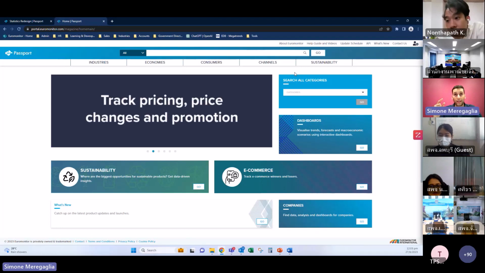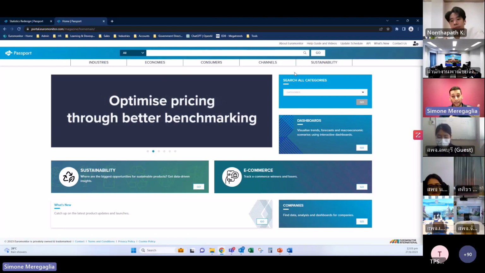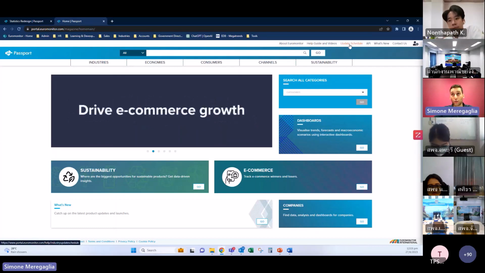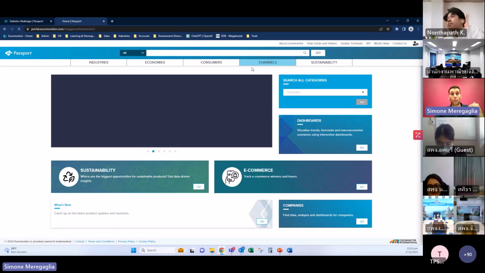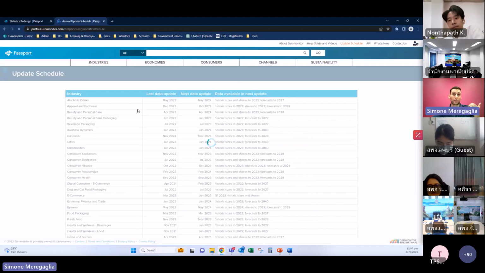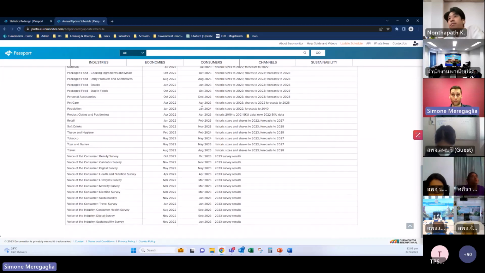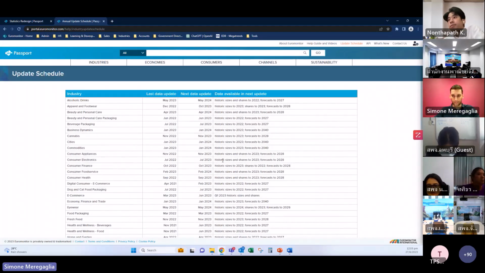Yeah, and one last thing is if you want to understand how to find out when new information will be published, up here in the update schedule, you will see when the latest information has been published for each of the categories and when the new data update will be issued out. There's a whole table for all the information in Passport.